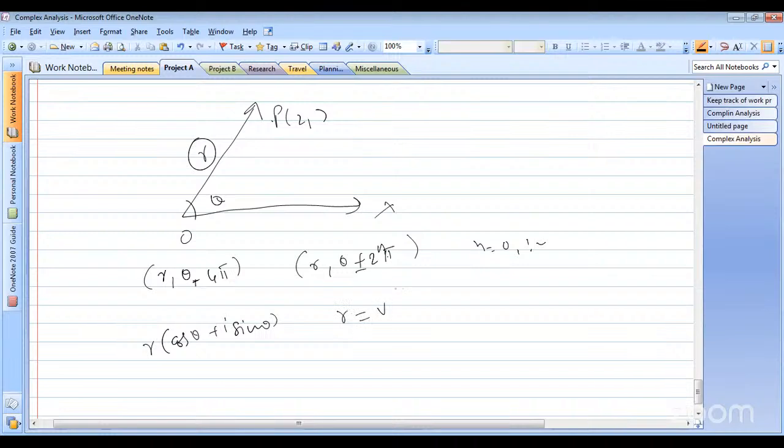Then r is equal to the square root of x square plus y square, sin theta is equal to y by r, and cos theta is equal to x by r. The first number r is called the modulus of z, and theta is called the argument of z. So r is equal to the modulus of z, which is equal to the square root of x square plus y square.